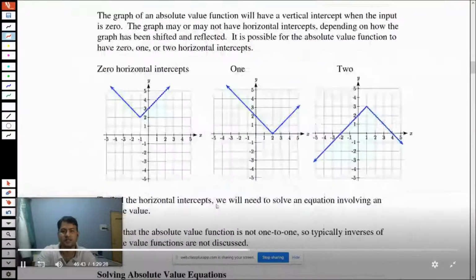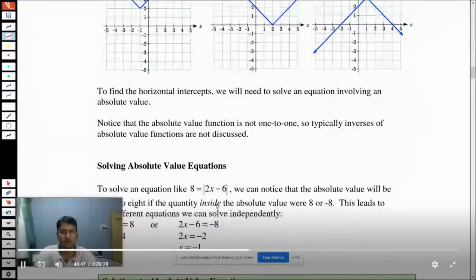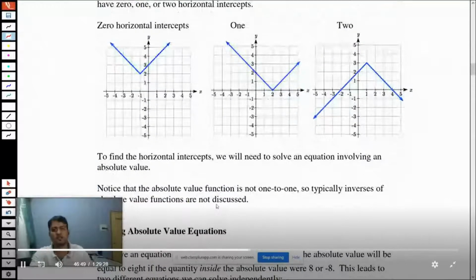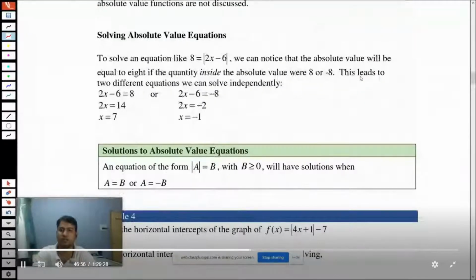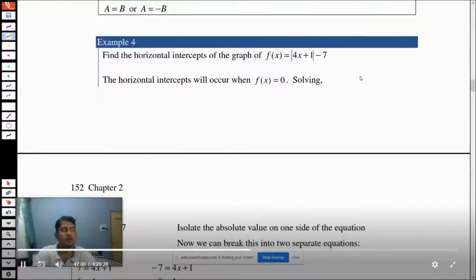Generally, we don't see a lot of graphs, but in this problem set, which I'll upload in the study material, you will see some different functions whose graphs you have to draw. The answers are given at the end, so you can check from there. Let's do a few more problems.